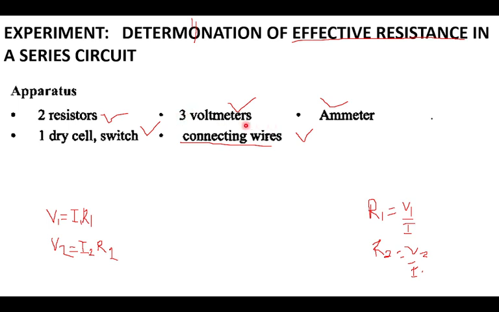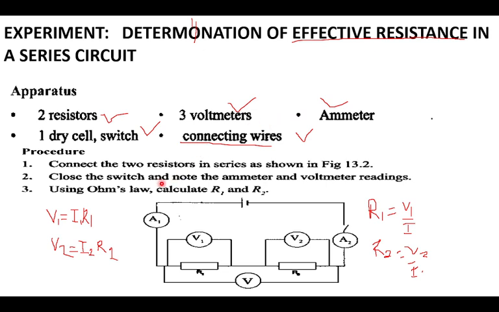You will need 3 voltmeters, connecting wires, as well as an ammeter. So please take note of the materials that you shall need in case in future I ask you to describe an experiment that could be done to determine the effective resistance in a series circuit. So these are the materials that you are going to require.